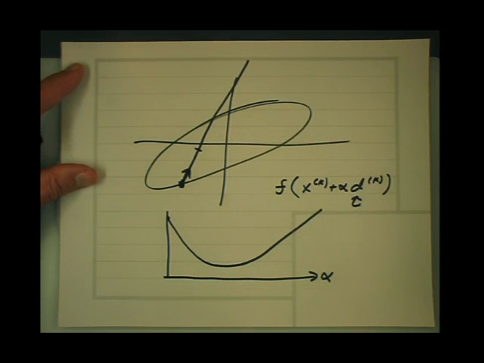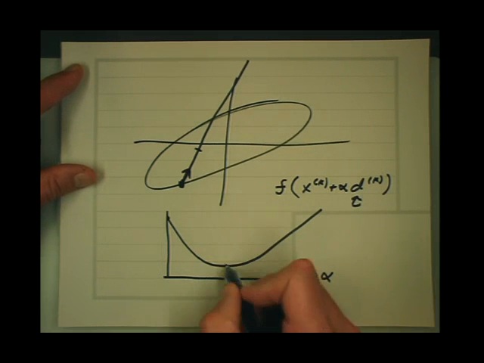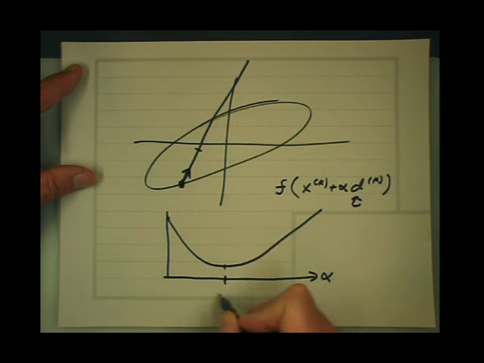Okay? Now you say, well, that's pretty simple. All I need to do is find the minimum, so I find the minimum and I'm done. And this is alpha star. Okay, but there's a problem.